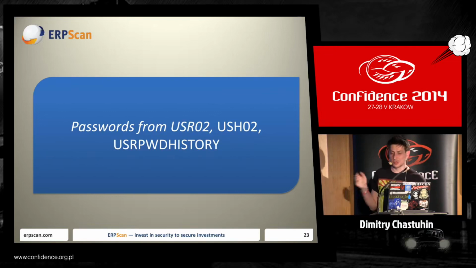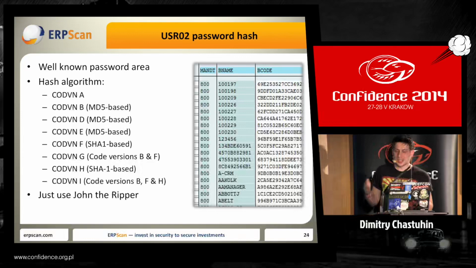Okay, go next. Passwords from tables USR02, USH02, and USR_PWD history. This is the most well-known area of SAP passwords. In this table, SAP stores all information about the user, client number, name, password hash, etc. So if an attacker can read this table, he will get a lot of interesting information about the user. But what's important is the information about the password hash.